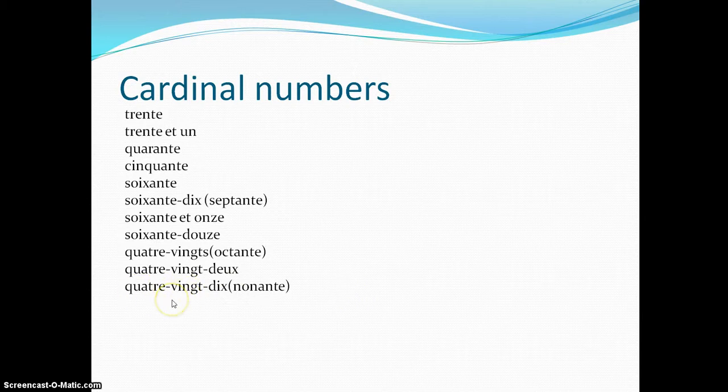And then if you want 92, we do 92, so 4 20s and 12, which gives us 92. Okay, and then just carries on like that. It's 93, 94, etc. And then 100. 101. Notice the and's missing in the French. 130.